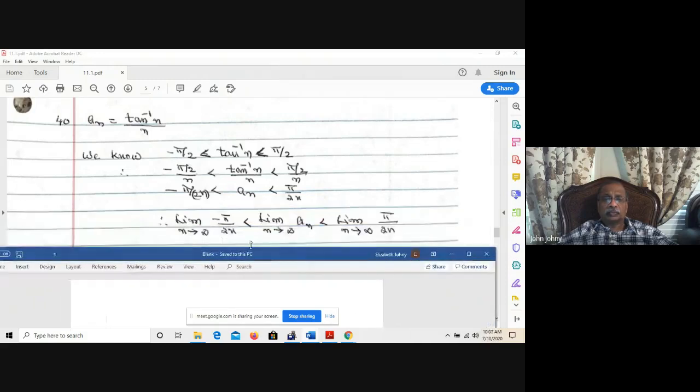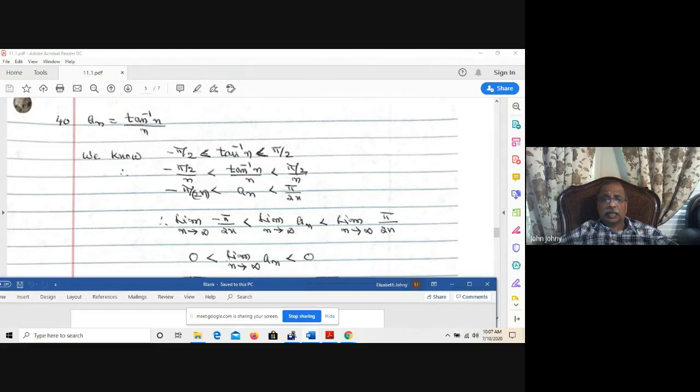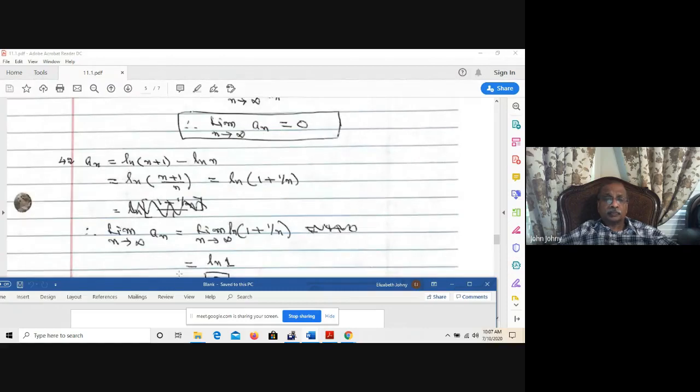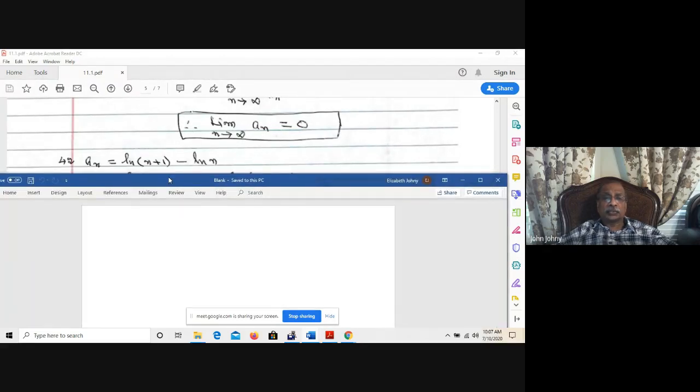And what is the limit of the left side? Okay, limit as n approaches infinity of negative pi over 2n, less than limit as n approaches infinity of a_n, less than limit as n approaches infinity of pi over 2n, and that is 0 less than limit, because this is negative pi over infinity, that is 0. Negative 0 is the same as 0. 0 less than limit as n approaches infinity of a_n less than 0. So limit lies between 0 and 0 means that limit must be equal to 0. So it is convergent.